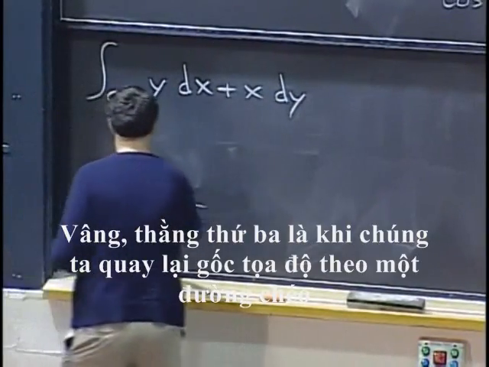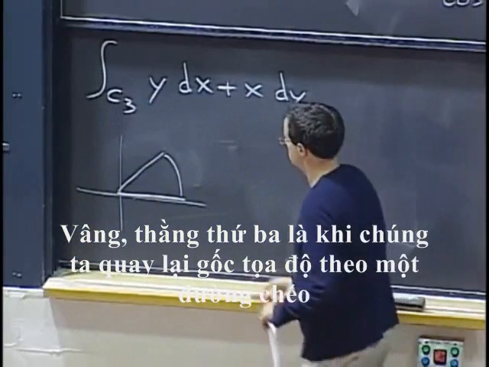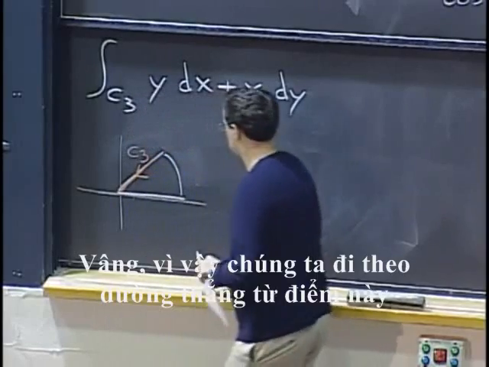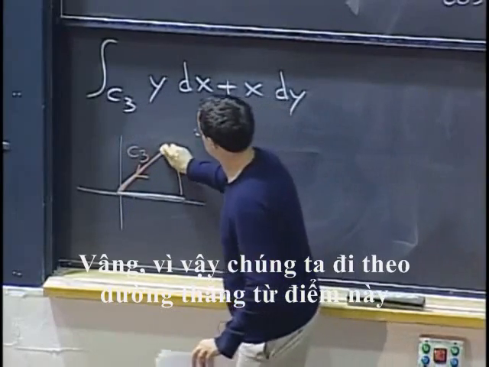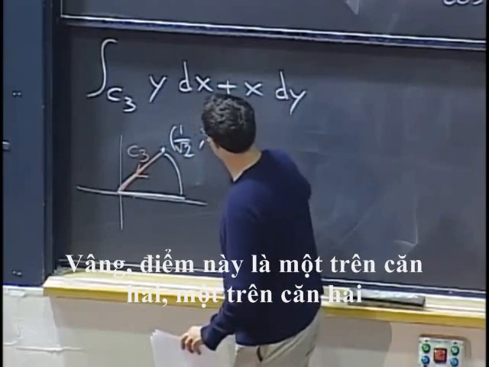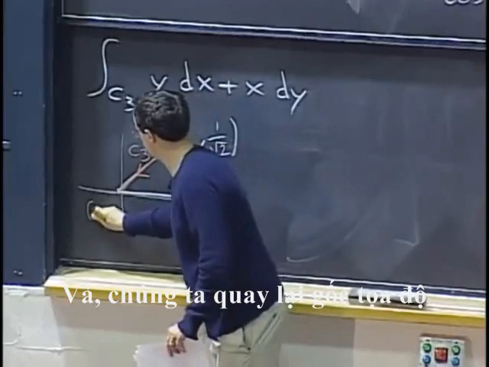So the third one is when we come back to the origin along the diagonal. Okay, so we go in a straight line from this point. Where's this point? Well, this point is 1 over root 2, 1 over root 2. And we go back to the origin.